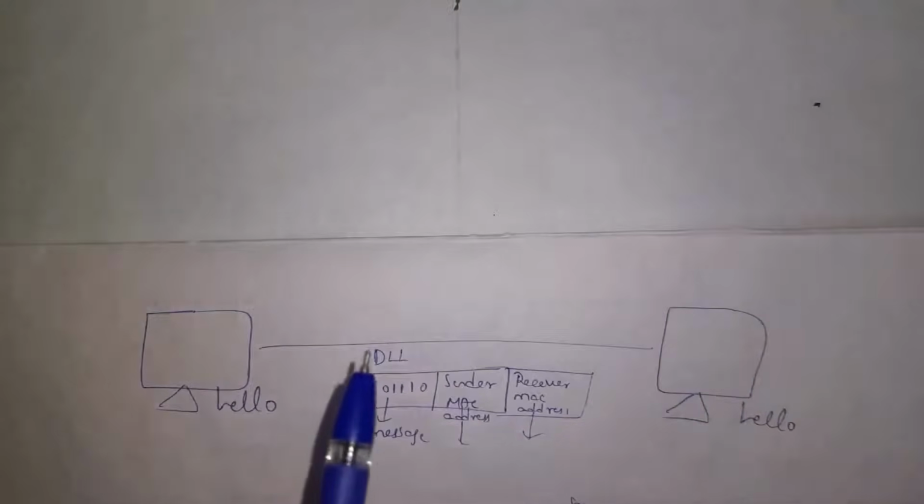Instead of sending our data directly, the data link layer will parcel our data. That is, the data link layer will add our data into a frame and then send it. Whenever the data link layer adds our data into a frame, along with our data it will add the sender MAC address as well as the receiver MAC address.